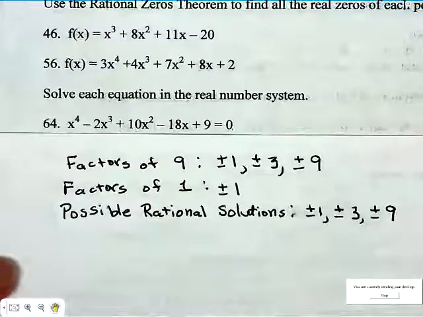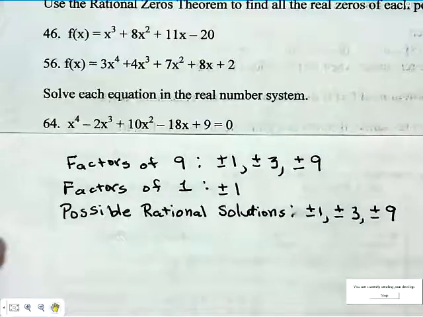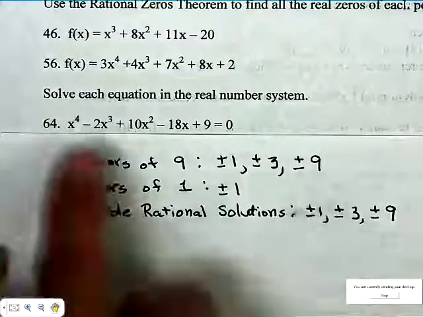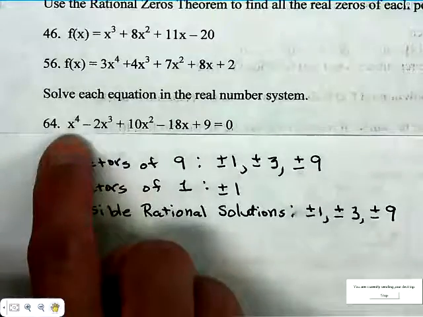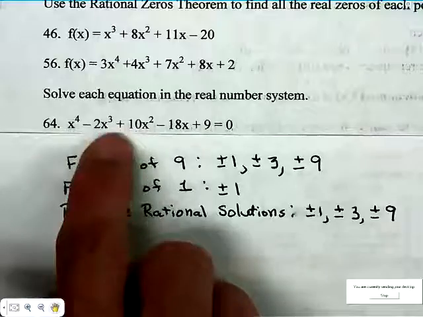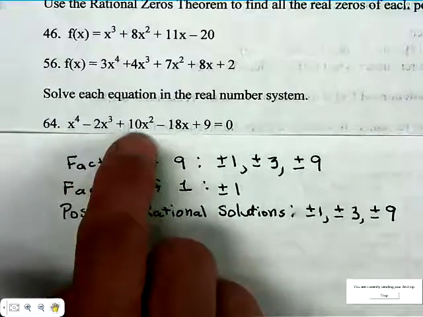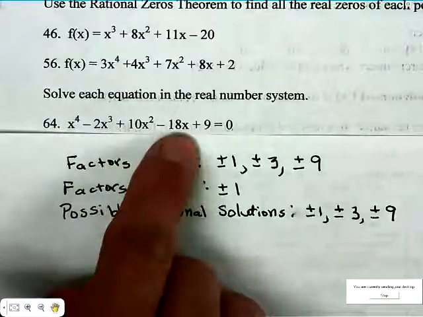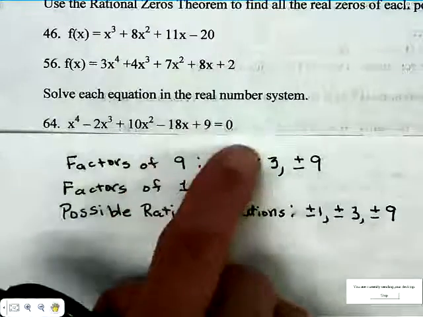How do I find out the first one of those that actually is a solution? By substitution. Try the 1. If that doesn't work, try the -1. Go on down the line as far as you have to. If you let x be +1, you would have 1 minus 2 is -1, plus 10 is 9, minus 18 is -9, plus 9 is 0.